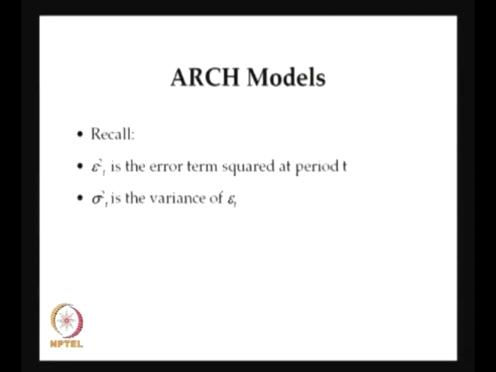So, what will you do? Here epsilon square t means the error term squared at time period t. Similarly, epsilon square t minus 1 means the error term squared at time period t minus 1. Sigma square t is the variance of the error terms, that is epsilon t. So, we have to regress the variance on the squares of the error terms, then observe the volatility issue. If the variables are jointly significant, then obviously there is an ARCH effect. If not, then there is no such ARCH effect. So, accordingly you have to be very careful about that issue.